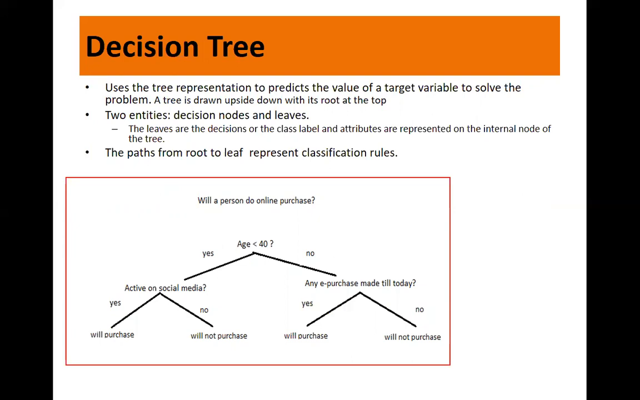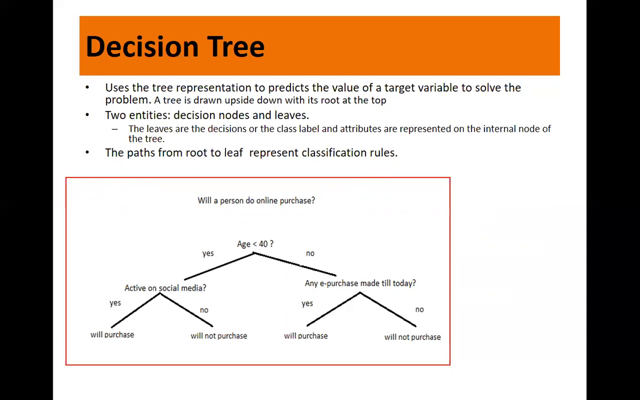Now, a decision tree uses the tree representation to predict the value of a target variable to solve the problem. A tree is drawn upside down with the root at the top. A tree can be explained by two entities, namely decision nodes and leaves. The leaves are the decisions or the class labels, and the attributes are represented on the internal nodes of the tree. The decision nodes are where the data is split. The path from the root to the leaf node represents the classification rule. As we already said, it is a sequence of if-then-else statements, and the root is the initial question or the problem we want to solve.